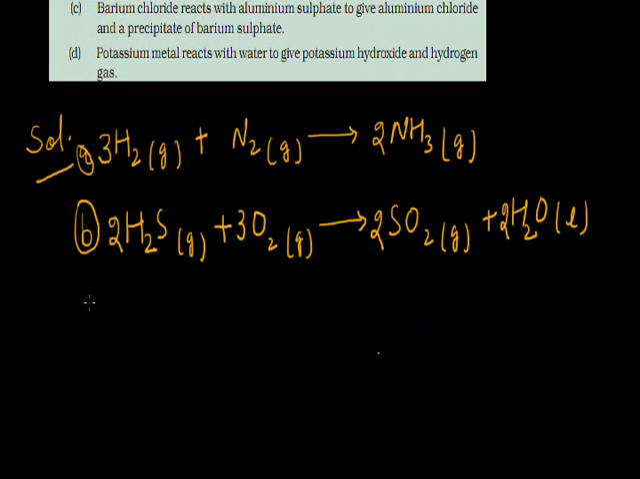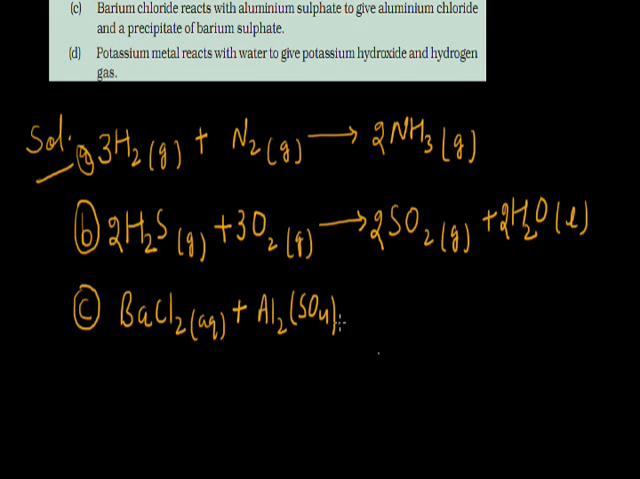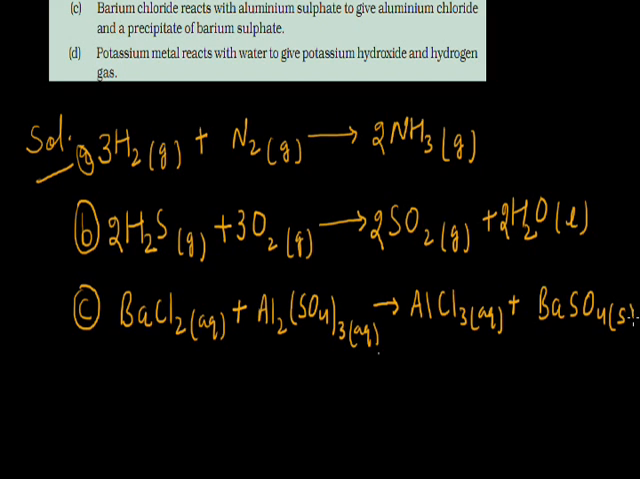The next is barium chloride reacts with aluminum sulfate to give aluminum chloride and a precipitate of barium sulfate. Barium chloride is BaCl2, aqueous solution, that reacts with aluminum sulfate. It is Al2(SO4)3, aqueous solution, to form aluminum chloride, AlCl3, aqueous solution, and barium sulfate, BaSO4, that is a precipitate in the form of solid.